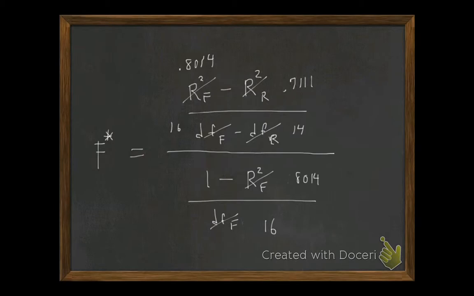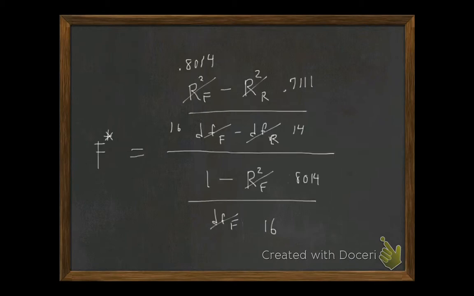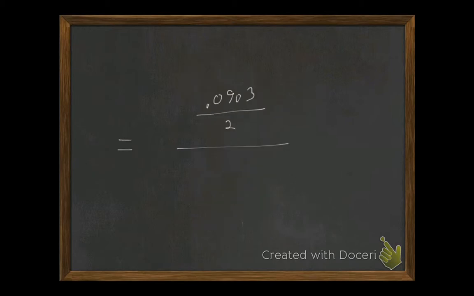And so guys, on the numerator of the numerator, we get 0.0903 over 2. And we get 1 minus 0.8014, so 0.1986.